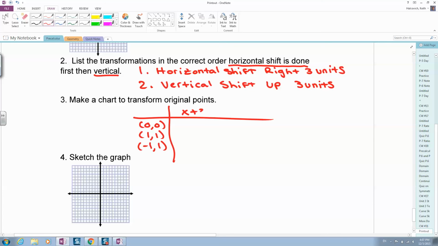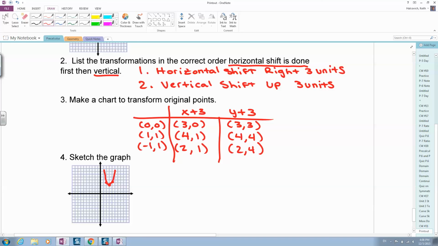You're adding 3 to the x because you're going to the right, and you're adding 3 to the y because you're going up. So that means you have 3, 0 when you add, and then 3, 3 when you add to the y. 1 plus 3 is 4, and then when you add 3 to the y, you also get 4. And then here, adding 3 gives you positive 2. And then adding 3 to the y gives you positive 4. So these are the new points that you're going to plot. You're going to go to 3, 3, 4, 4, and 2, 4, and now you have your parabola. There are your new points.